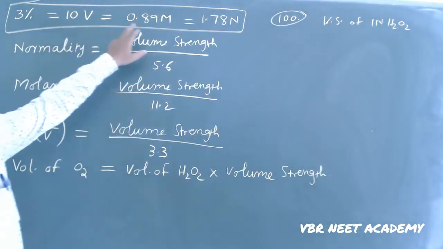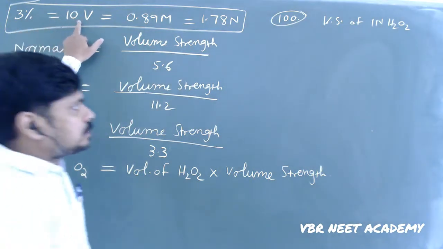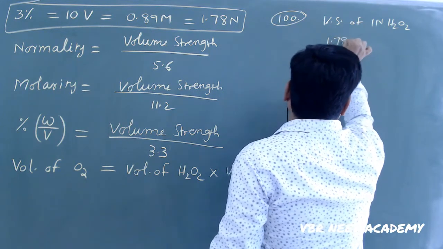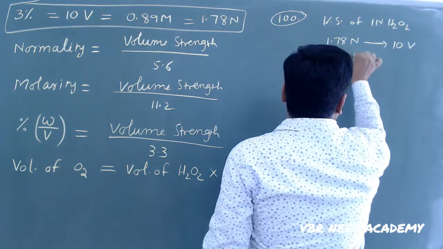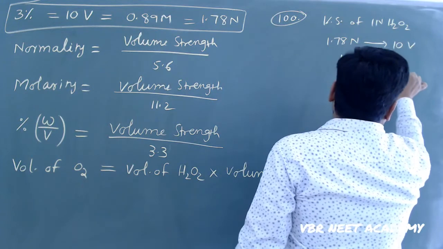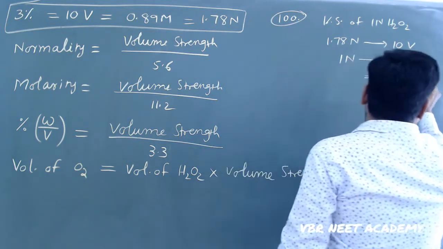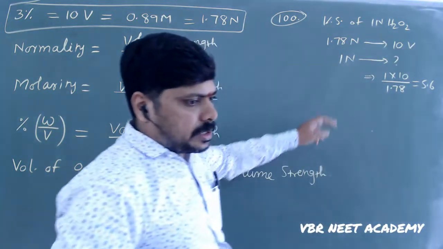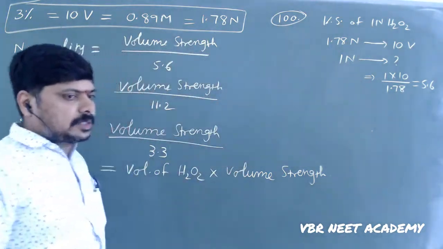So what is the normality? 1.78 normal is equal to 10 volume strength. They are asking for one normal, what is the volume strength? So it is equal to 1 into 10 by 1.78, which is 5.6. So that's the calculation; 5.6 V will be the answer for this question.